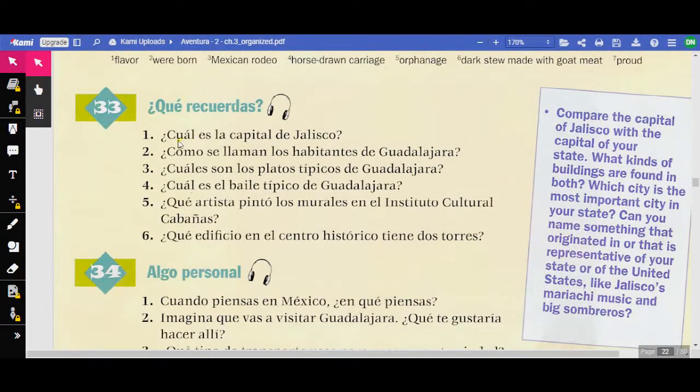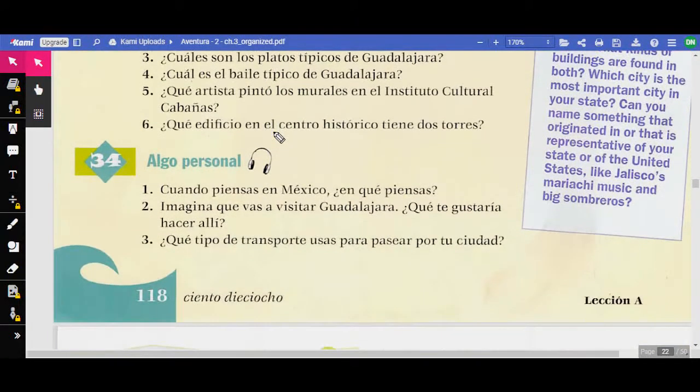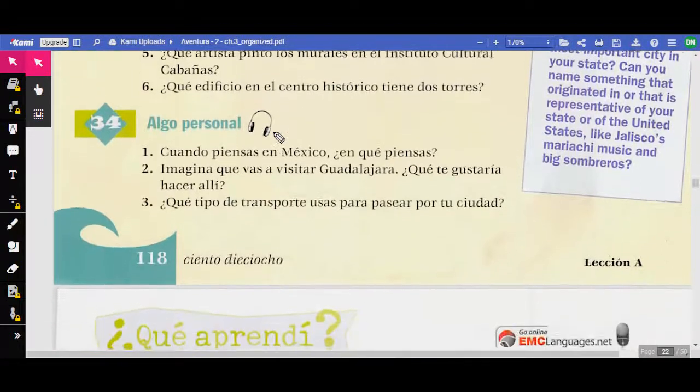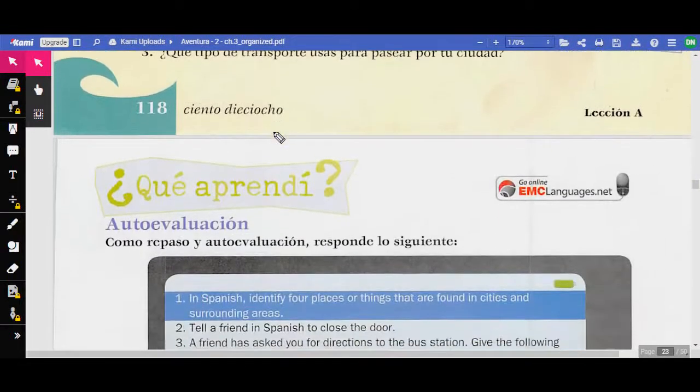Some examples. ¿Cuál es la capital de Jalisco? ¿Cómo se llaman los habitantes de Guadalajara? ¿Cuáles son los platos típicos de Guadalajara? ¿Cuál es el baile típico de Guadalajara? All these questions are based on the reading, so check how to answer them. And it says here, cuando piensas en México, ¿en qué piensas? Imagina que vas, okay, that's personal. That is 118 and 119.